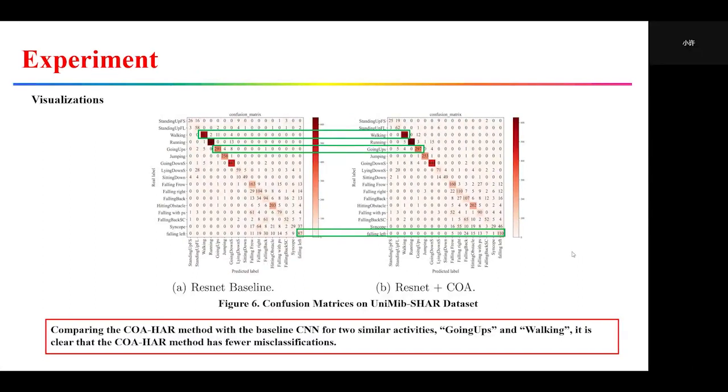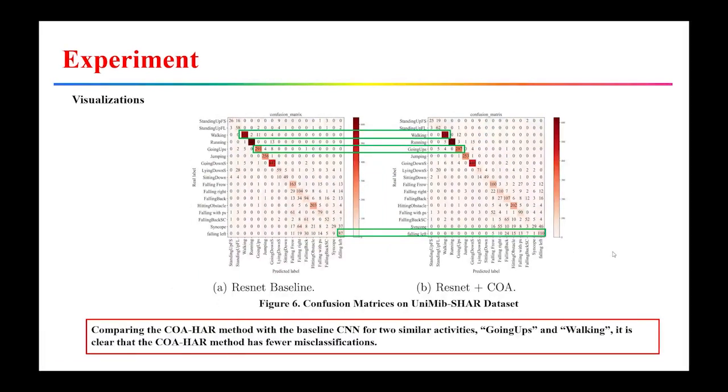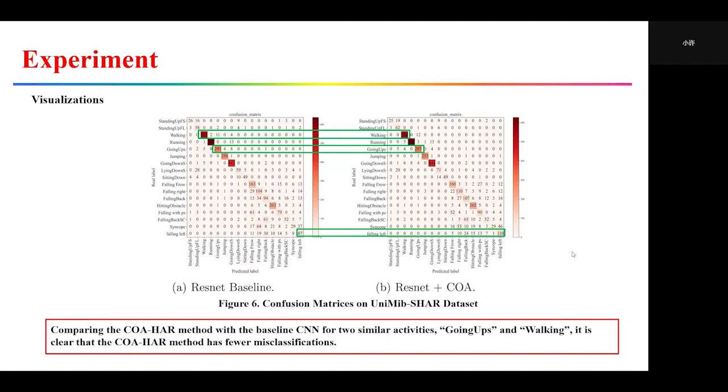Next, in this slide, we will introduce the visualization of the HAR classifier. We're comparing the COA HAR method with the baseline CNN for 2 similar activities, going up and walking. It is clear that the COA HAR method had fewer misclassifications.